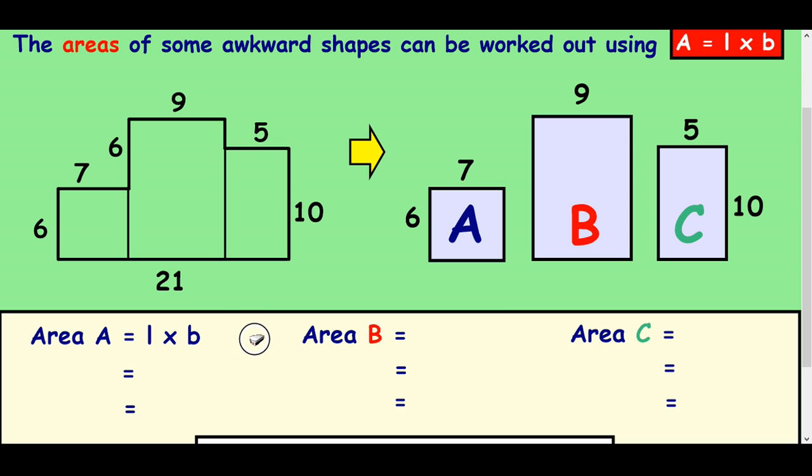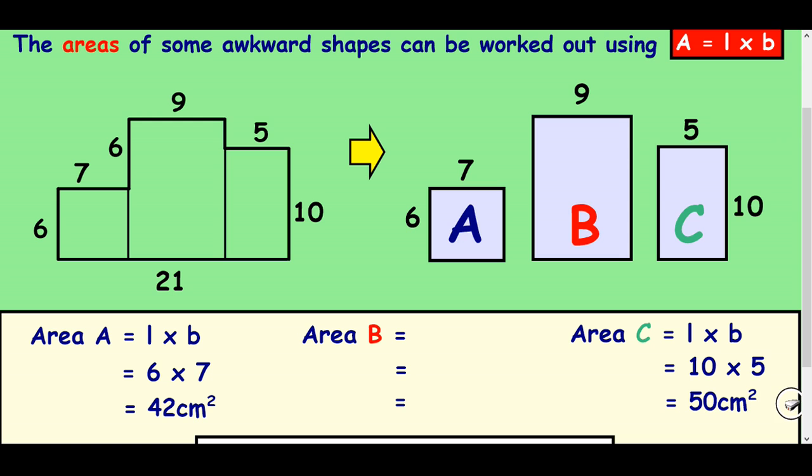Okay, so we've got L times B for A, which is this bit here, which is just 6 times 7, which is 42 centimeters squared. And if it was in centimeters. On the other side here, we've got 5 times 10. That's length times breadth again. 5 times 10 is just 50, isn't it?